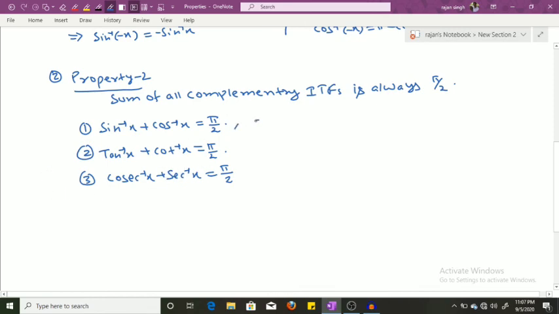If you want to see the value of x, for sin inverse and cos inverse, given mod x less than or equal to 1, means x belongs to minus 1 to 1. Similarly, for tan inverse x and cot inverse x, x belongs to R, and for cosec inverse, it will be mod x greater than or equal to 1. It's a very basic thing.